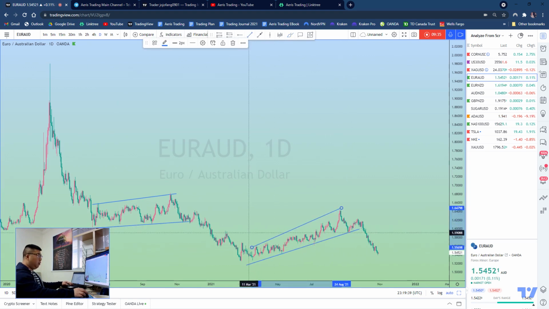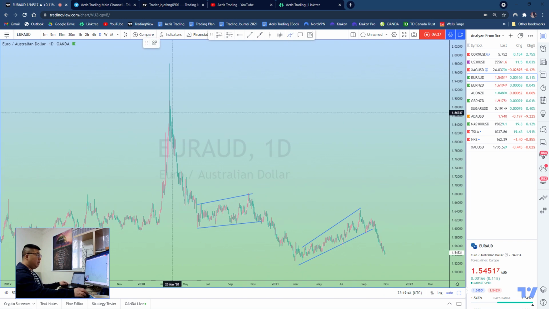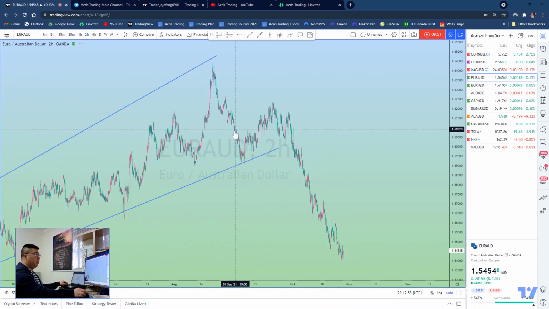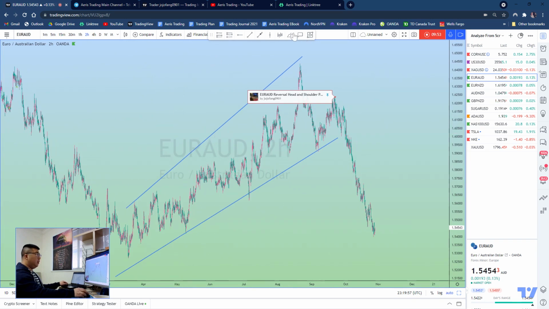So again, the more you do this, the more you're going to easily identify that impulse down, correction, impulse down, correction, and what's likely to happen? Another impulse down. So again, looking at the lower time frame for possible confirmation. When we go down to the lower time frame, what do we see from this price here? Well, you can see clearly that there is a head and shoulders pattern in the making.